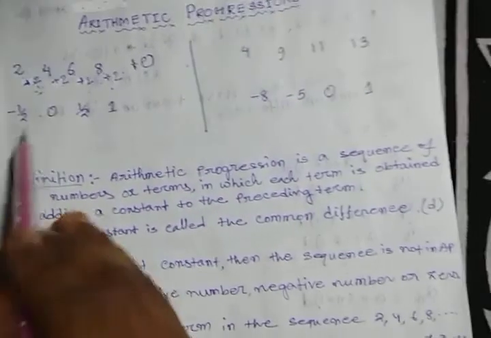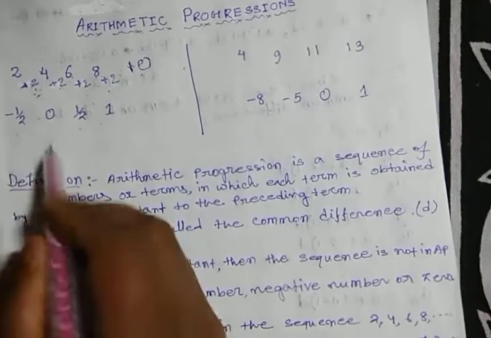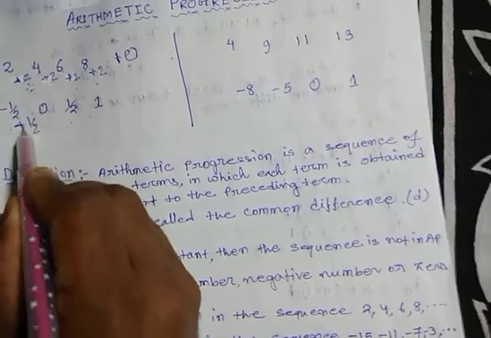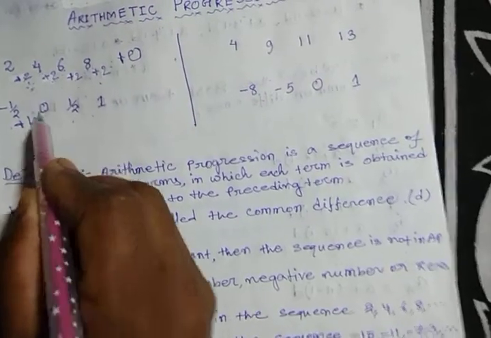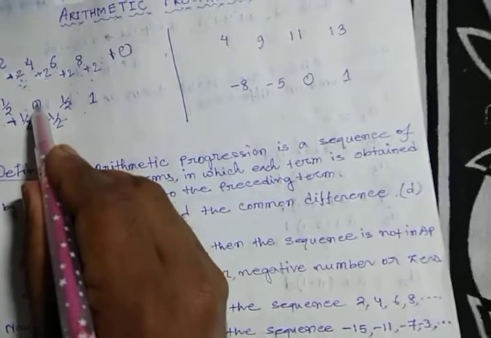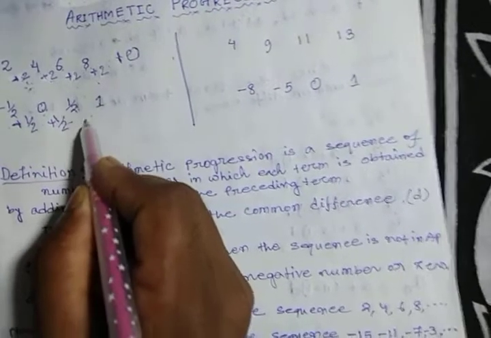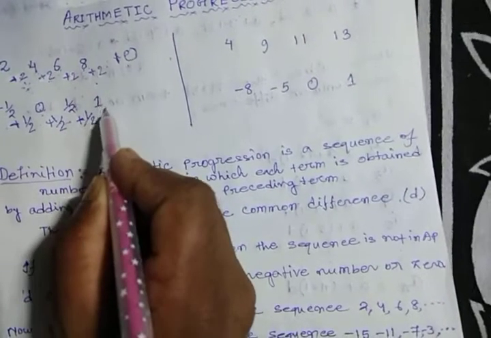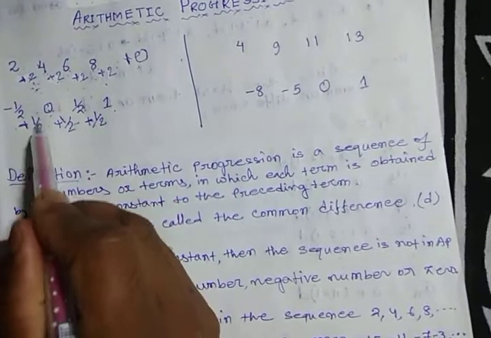In the same way, you can see that here we have minus half, 0, half and 1. In the same way, if we add half to minus half, then it will become 0. So if we add half to the first term, minus half, then we can find the second term. In the same way, if we add half to the second term, then you can find half. In the same way, if we add half to the third term, then we can find the fourth term. That means here also you can see there is a common difference, that is half.